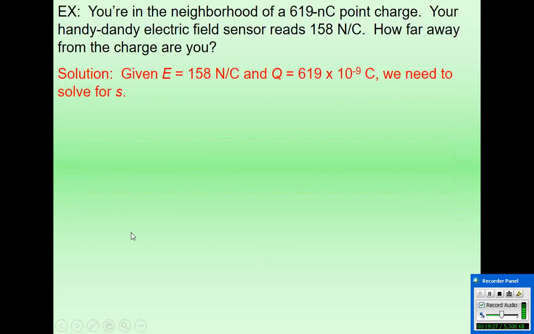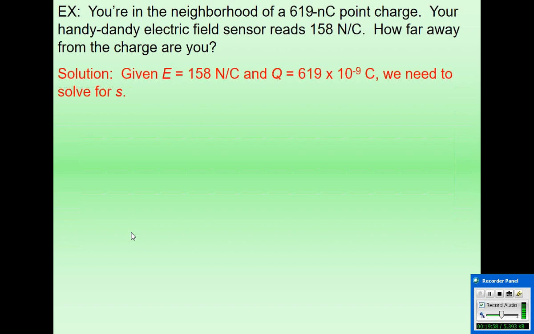Let's say you are in the neighborhood of a 619 nanocoulomb point charge. Presumably this is positive. If it were negative, we would have to explicitly say it's negative. And like any good citizen, you have an electric field sensor on you. You take a look at the reading on that sensor, and you see a measurement of 158 newtons per coulomb. How far away is that charge from you?